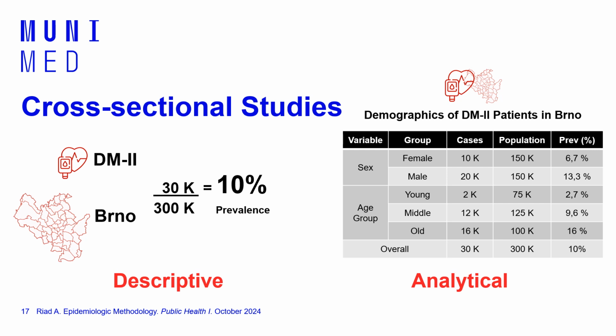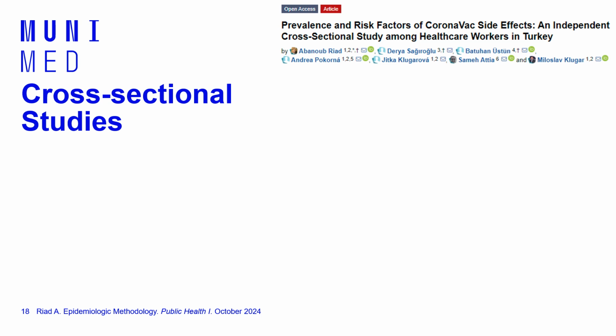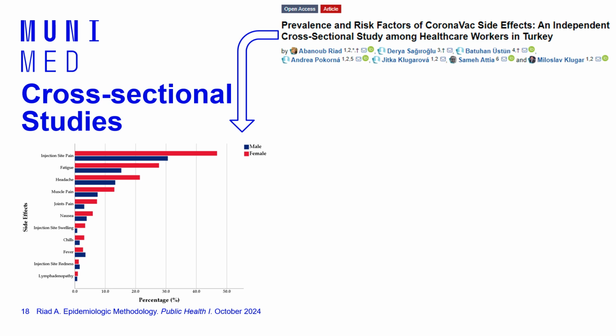All right, so let's see examples of cross-sectional studies that we did in the last couple of years on COVID-19 vaccines. For example, this study aimed to find out the prevalence and risk factors of COVID-19 vaccine side effects. And in this graph, for example, you can see that females had a higher incidence of side effects. You know this information because we compared the prevalence of the side effects among each subgroup of the population, and this is called an analytical cross-sectional study for this reason.